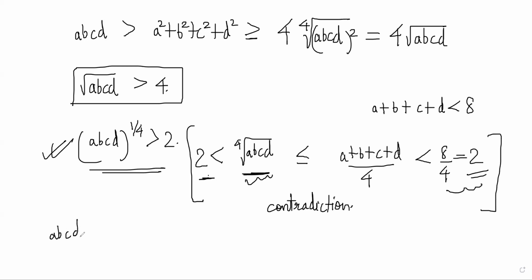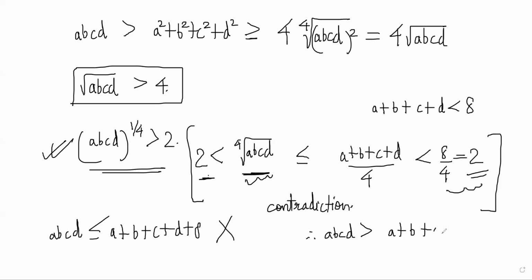The assumption was abcd was less than or equal to, we had assumed that abcd was less than or equal to a plus b plus c plus d plus 8. So this assumption is wrong. Therefore, abcd must be greater than a plus b plus c plus d plus 8.